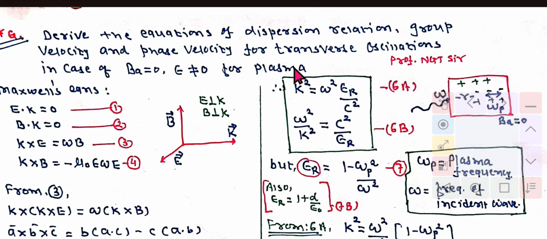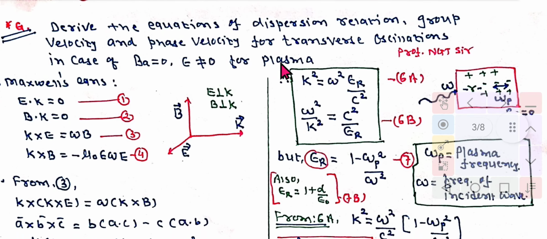Today we will discuss the dispersion relation, group velocity and phase velocity for transverse oscillation of plasma in the case of applied magnetic field equal to 0 and permittivity not equal to 0 for plasma.